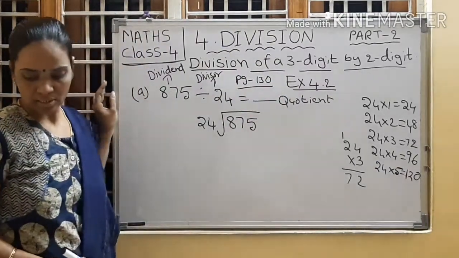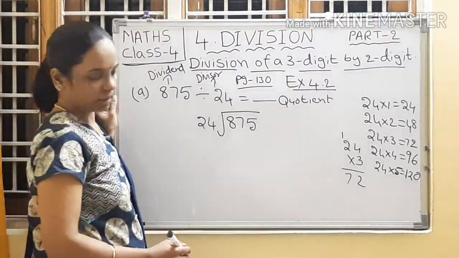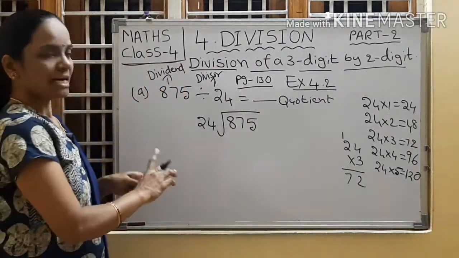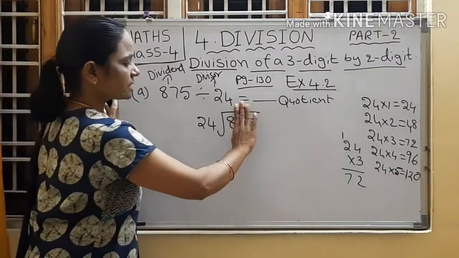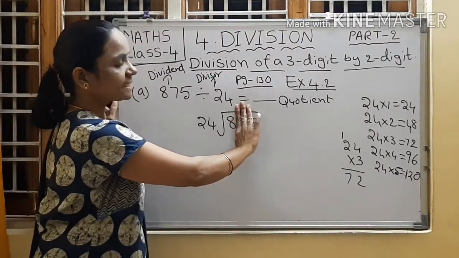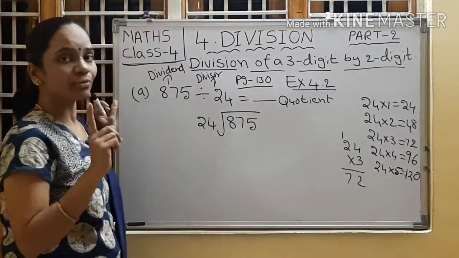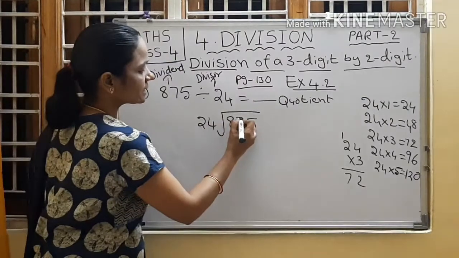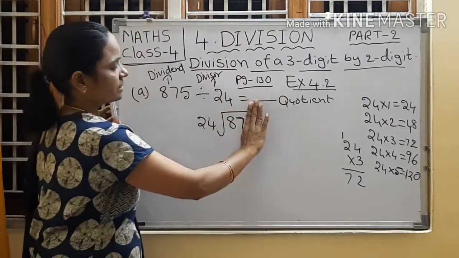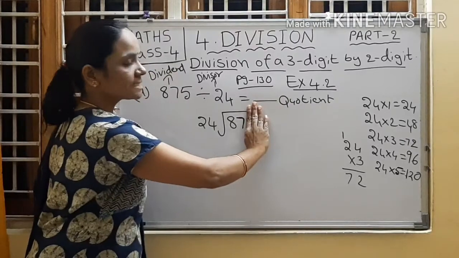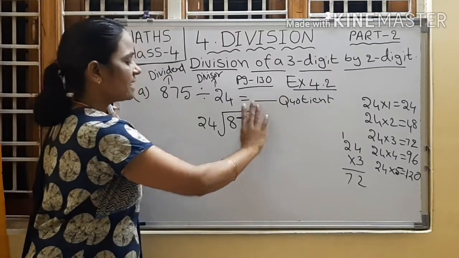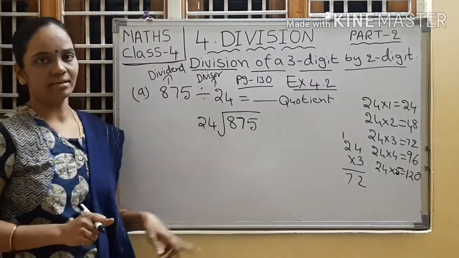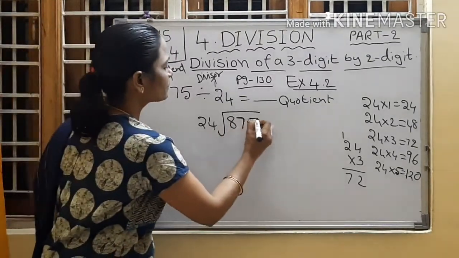Yes children? Next, we will see. First 24. How many digits do I have to take here? First, shall I take one digit? No. 8 is smaller than 24, so 24 will not divide 8. So we have to take the next digit also into consideration. That means 87. 87 is greater than 24. So 24 divides 87. How many times, we will see.